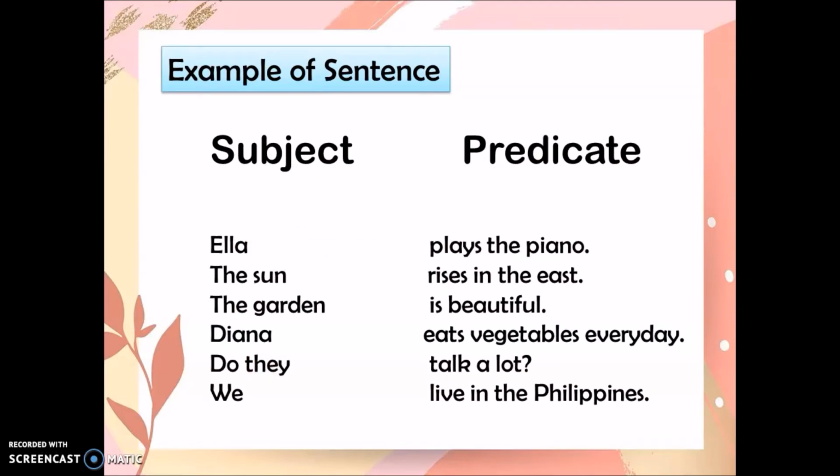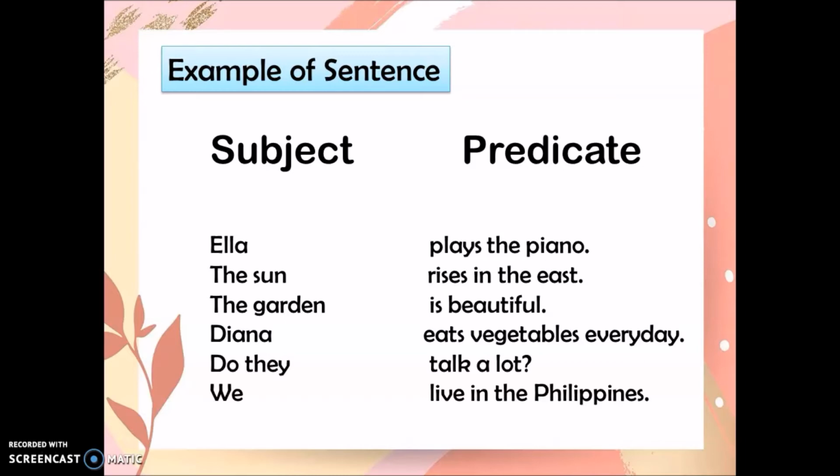Here are other examples of sentences. So again, a sentence has two parts, the subject, which is the doer of the action, and the predicate. On the left column, we have the subject. On the right column, we have the predicate. Let us read the examples.